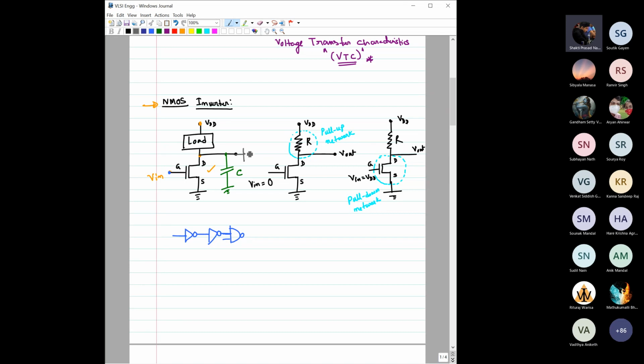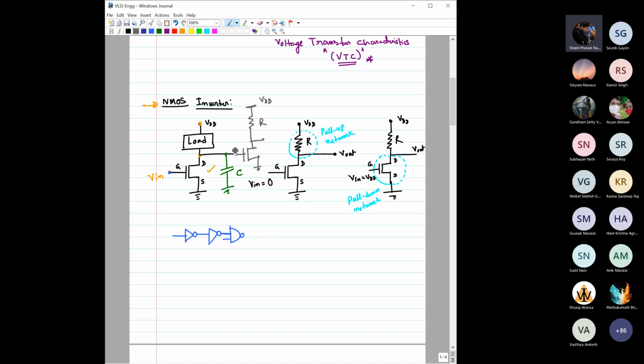See, we have another inverter connected here. This is VDD, and here we have this output. So definitely you can see why this capacitance is coming. This is not a capacitance that we have connected intentionally, but it is the capacitance of this next gate. That is coming due to the next gate, right?